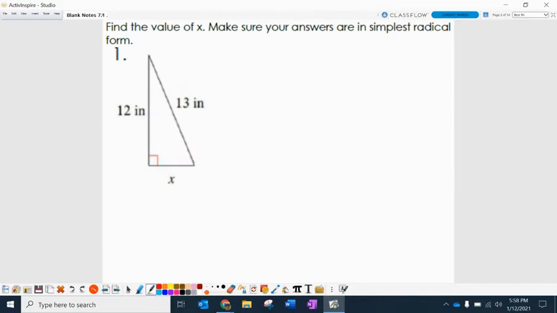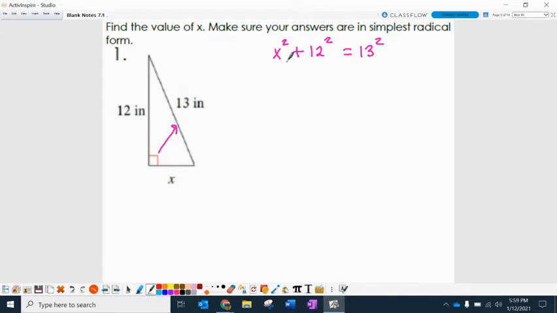So let's see how that's going to work. It says find the value of x, make sure your answers are in simplest radical form. So no decimal approximations here. We're going to break it down by hand if it needs breaking down. Okay, so I notice that the side opposite the right angle, that's my hypotenuse. So I'm going to set it up so that the hypotenuse squared equals the sum of the two sides squared. The two sides are x that we don't know and the 12 that we do know.